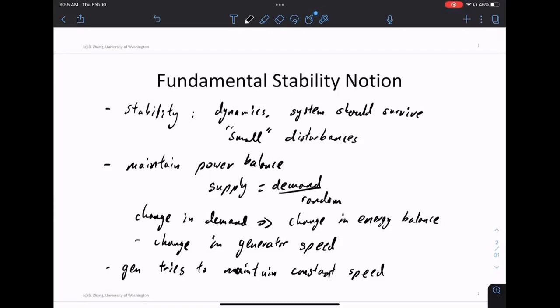Because the changing load is seen by all the generators. So many generators will see the same thing. How do you make sure they all cooperate at that? That's actually a much more difficult problem. It's way outside the scope of this class. But that's the idea we have. Right? So think of supply equals demand means tracking constant frequency. Okay, good.